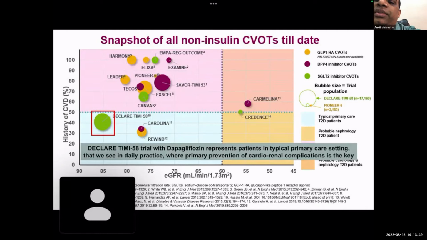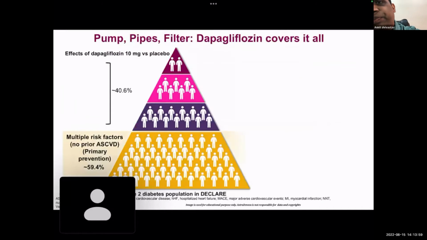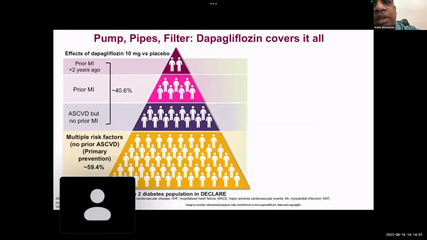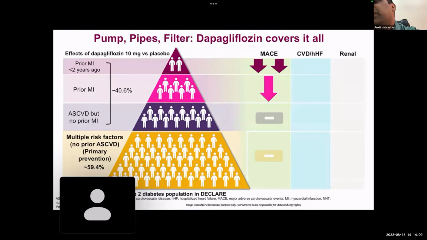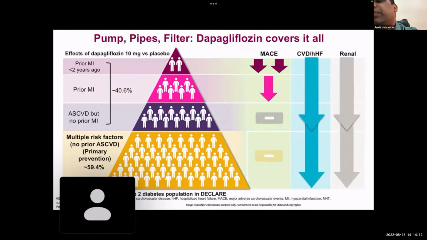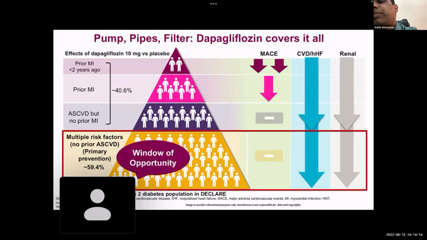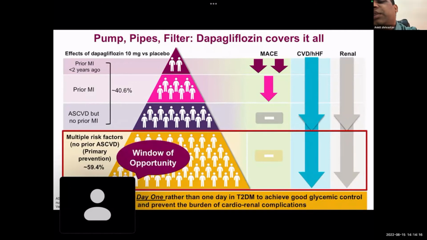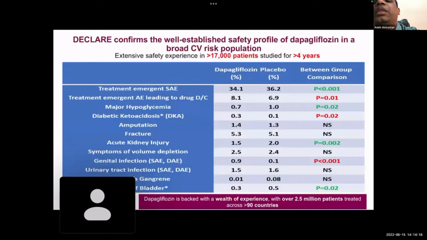The DECLARE-TIMI 58 trial with dapagliflozin represents patients in typical primary care settings that we see in clinical daily practice, where primary prevention of cardiorenal complications is the key. We had this elegant paper, "Pumps, pipes, and filter: dapagliflozin covers it all," which went on to show that we need to target the larger subset of patients. And we have to target the so-called window of opportunity.